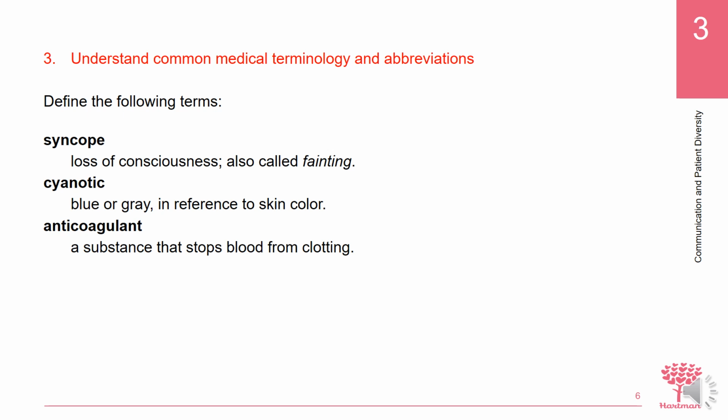Here are some examples. The root phleb, F-L-E-B, or phlebo, means vein. The suffix itis means inflammation, so phlebitis is inflammation of the vein. The prefix anti means against. The root coagulant means to clot, so an anticoagulant is a substance that stops blood from clotting. It's very important for the phlebotomist to know if their patient is on any type of anticoagulant medications, which can make it more difficult to control bleeding after the procedure.